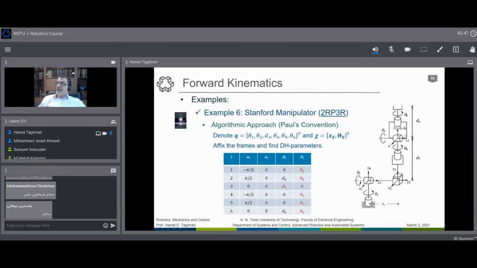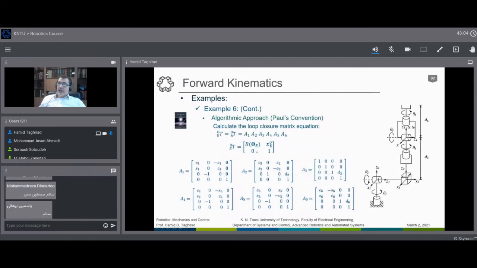Anyways, if you have this, again, we have a wrist. We have worked on the spherical wrist before. We have an RRP manipulator. It is different from the examples that we have. We can find the rotation matrices and the transformations here.